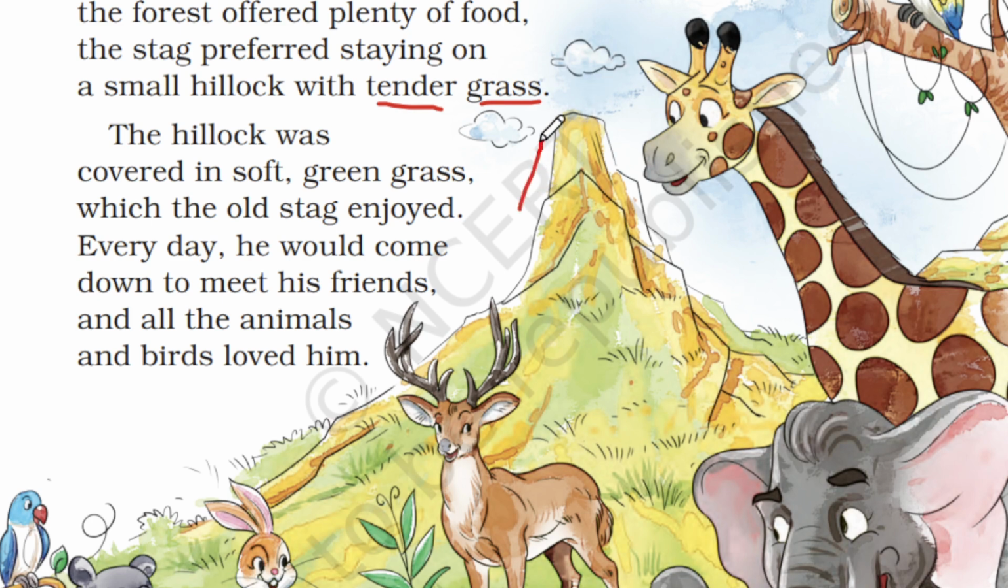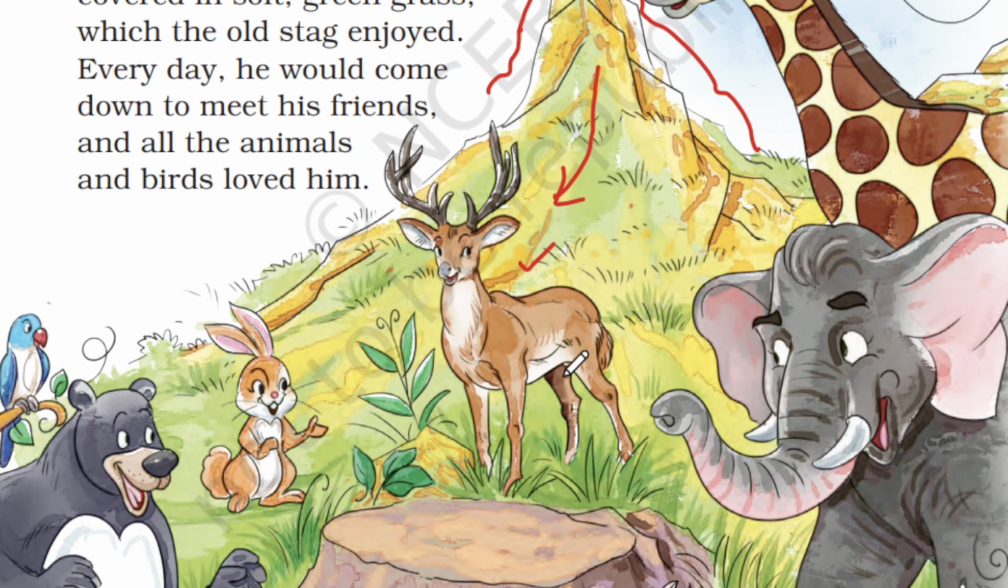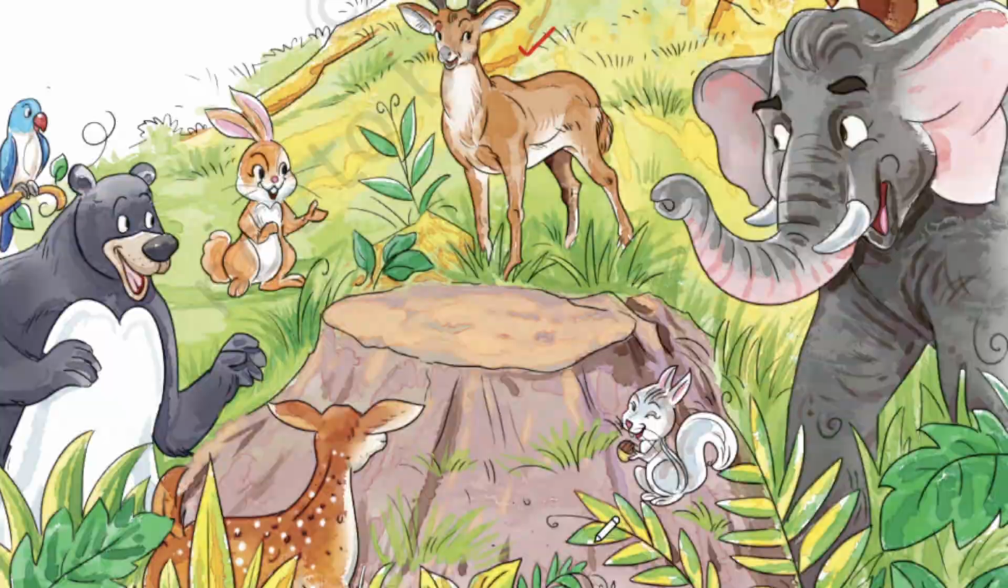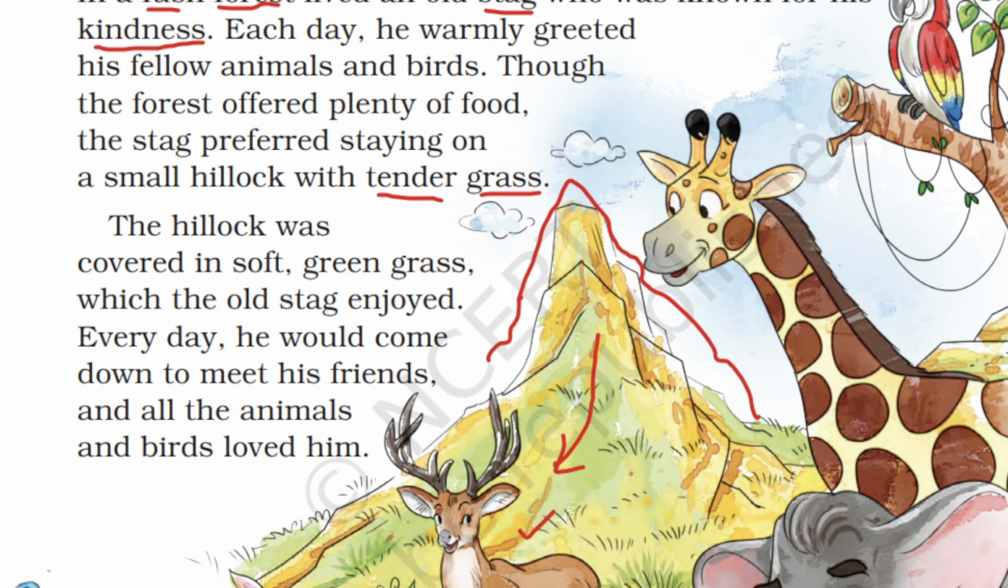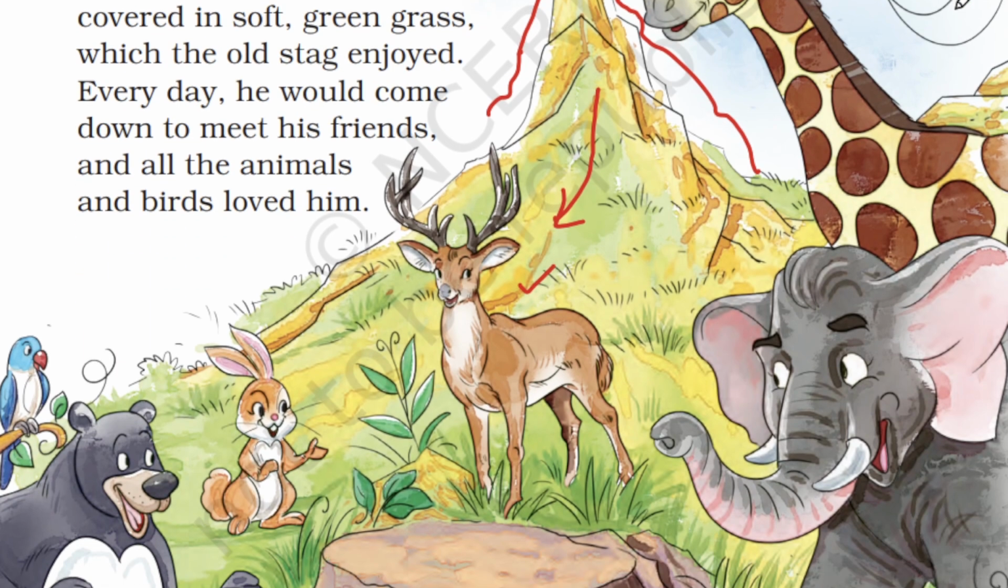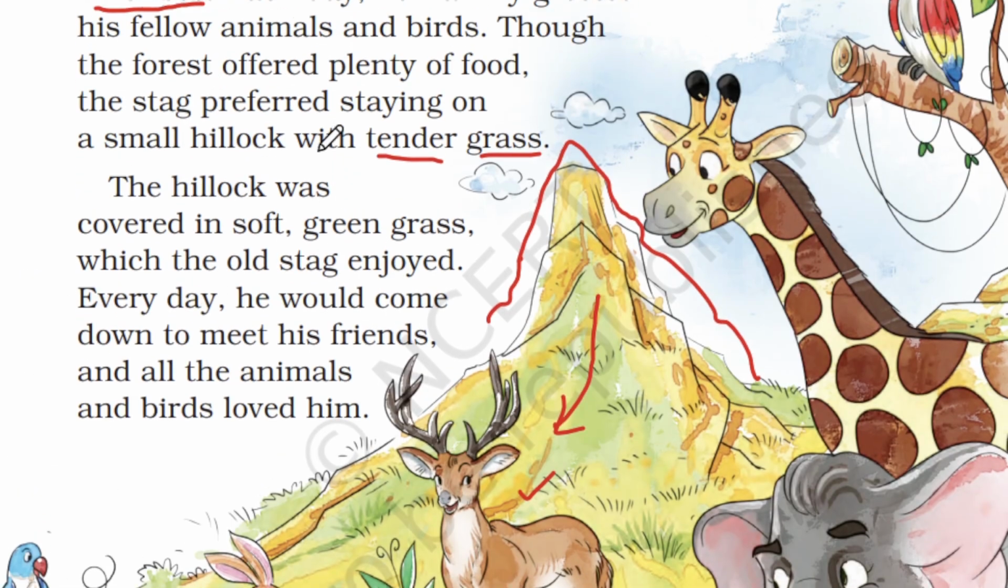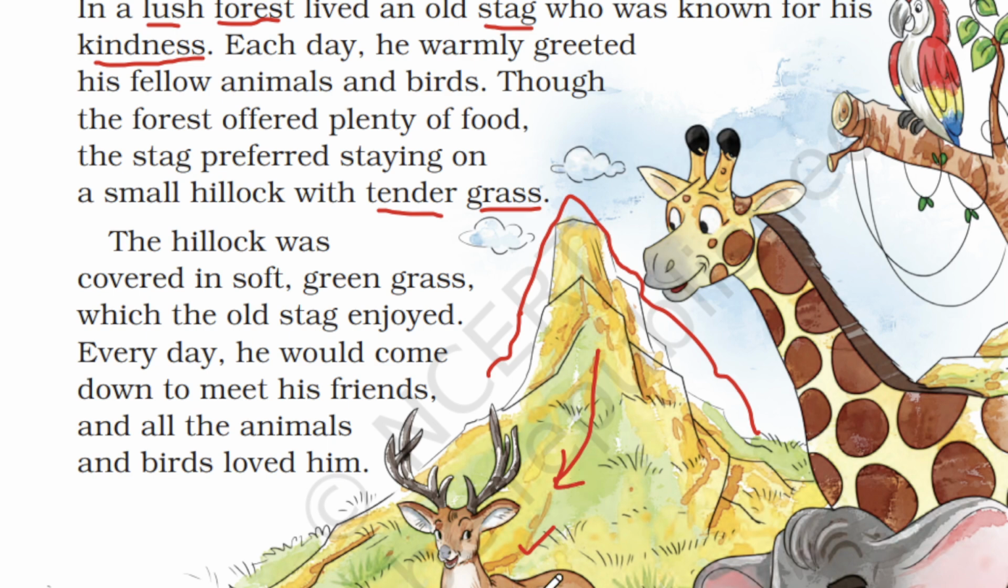So here we can see the hillock, right? This is the place where the old stag is staying. Every day he will come down to meet all his friends. If you can see, we can see a bear here, a rabbit, a small squirrel, an elephant, colorful parrots, and a small bird. So every day this old stag is coming down and visiting all his friends and they are talking very happily. But even though the deer is coming down, he likes to eat the food which is on the small hillock, which is the tender grass.